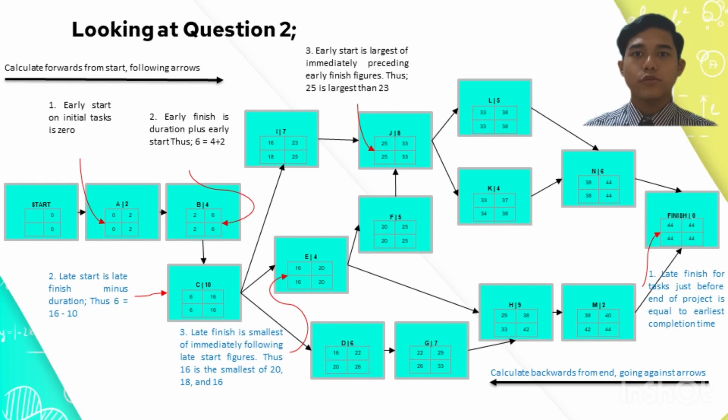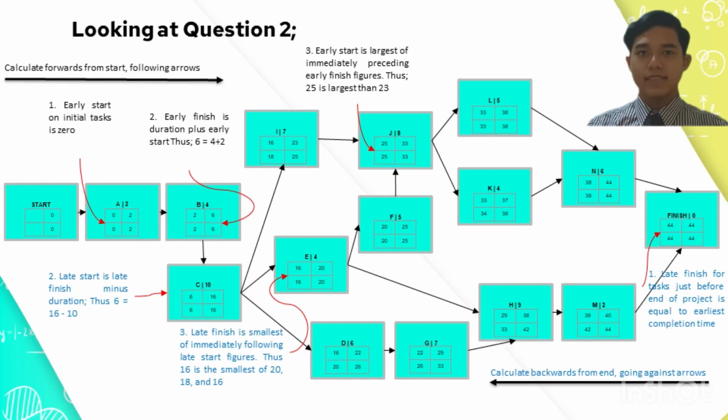So, we must choose 25 of task F to be the early start for task G because 25 is larger than 23. Secondly, we calculate backwards from the end, going against the arrow. The late finish for the task just before the end of the project is equal to the earliest completion time.